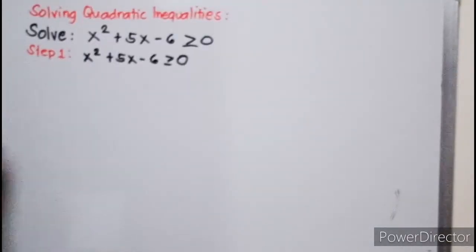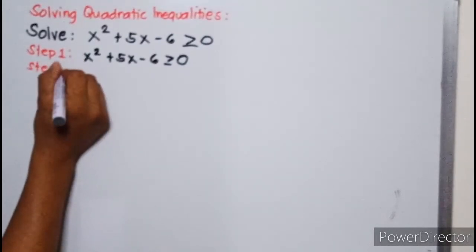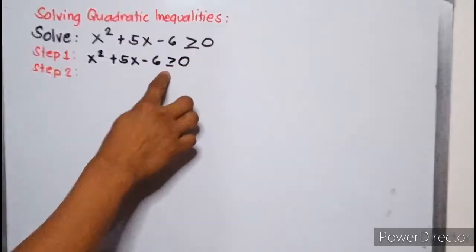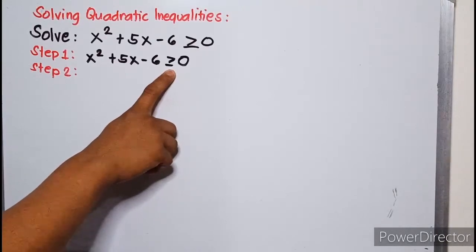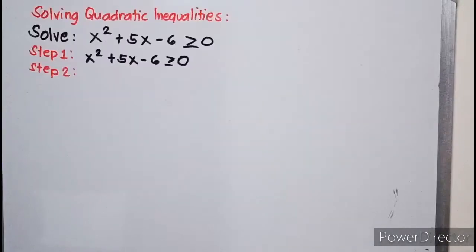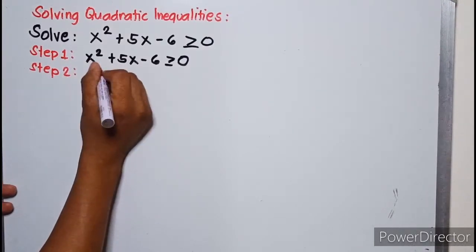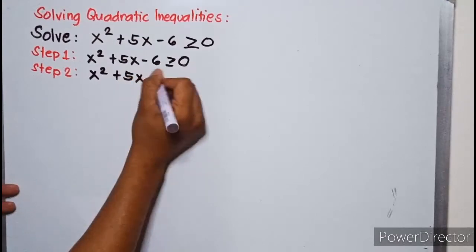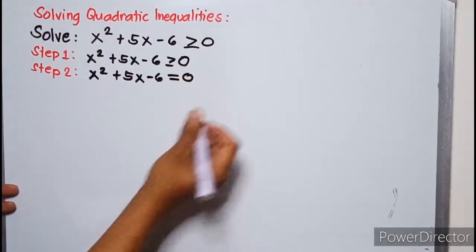Then, for our next step, so for our step 2, okay, gagawin natin yung inequalities na equality. So, we are going to change greater than or equal to equal. So, we will have x squared plus 5x minus 6 equals 0. Step 3.